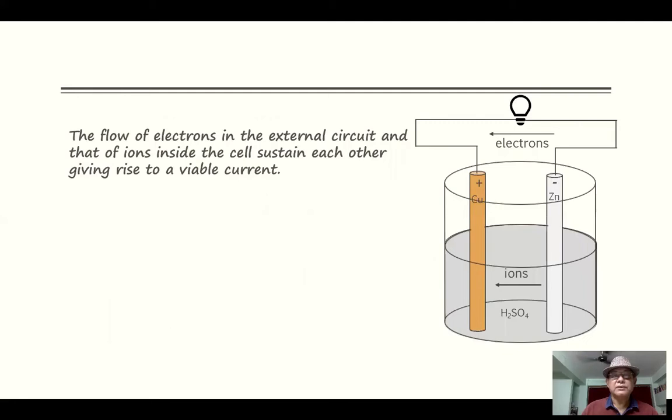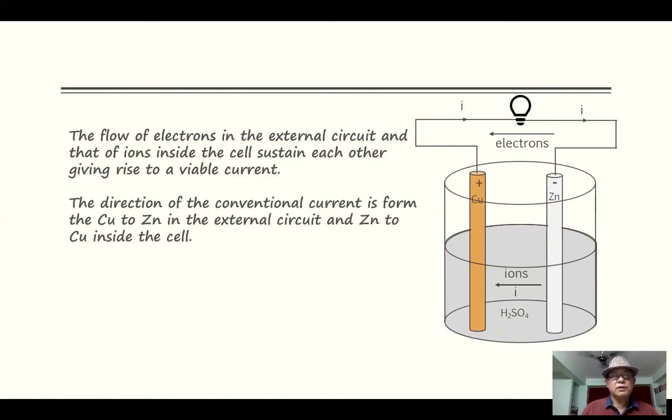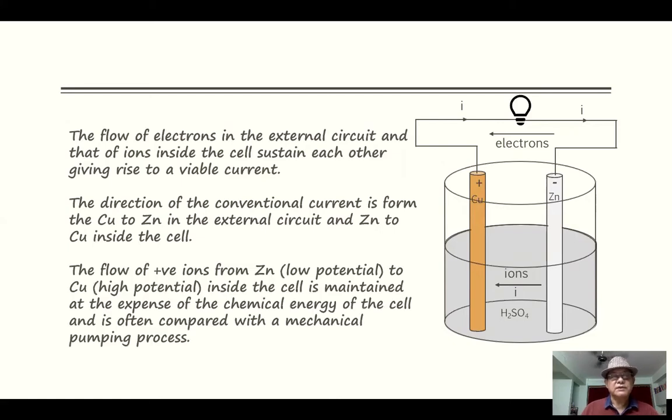The flow of electrons in the external circuit and that of ions inside the cell sustain each other, giving rise to a viable current. The direction of the conventional current is from the copper to zinc in the external circuit and zinc to copper inside the cell. The flow of positive ions from zinc, which is at low potential, to copper, which is at high potential, inside the cell is maintained at the expense of the chemical energy of the cell and is often compared with a mechanical pumping process.